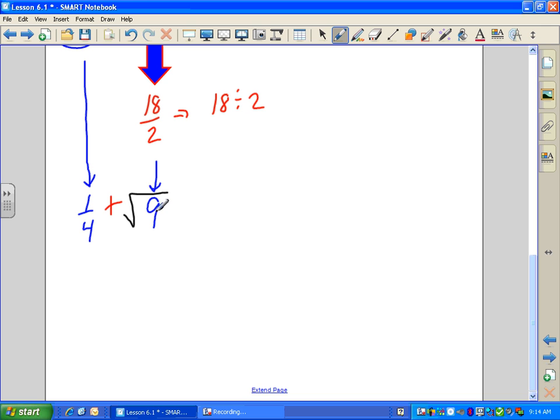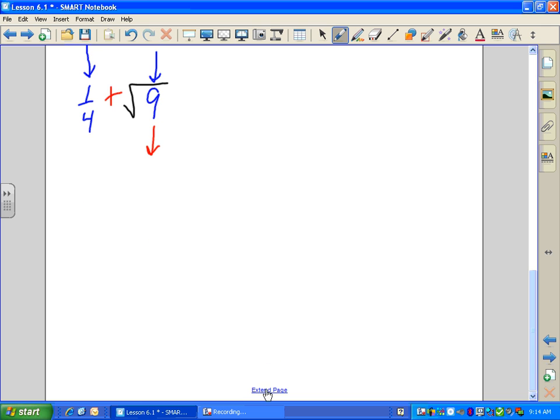Take a calculator. Type 9 square root. Bada bing, bada boom. Square root of 9 is 3. Excellent job. Plus 20 for your group because you correctly identified that 9 is a perfect square. Excellent job. Rewrite your problem. 1/4 plus 3. Bada bing, bada boom. Nice. 3 and 1/4. A quarter plus $3. $3.25. Or if you want to write it as a mixed decimal, you could say 3.25.